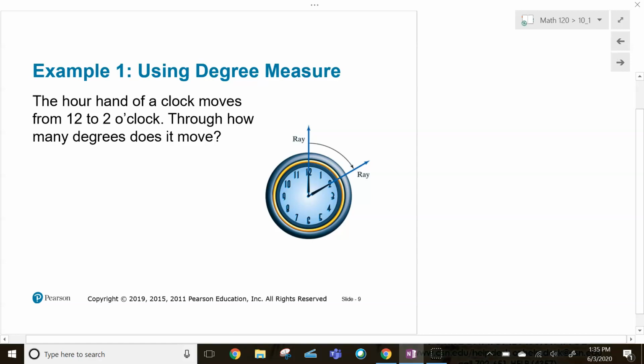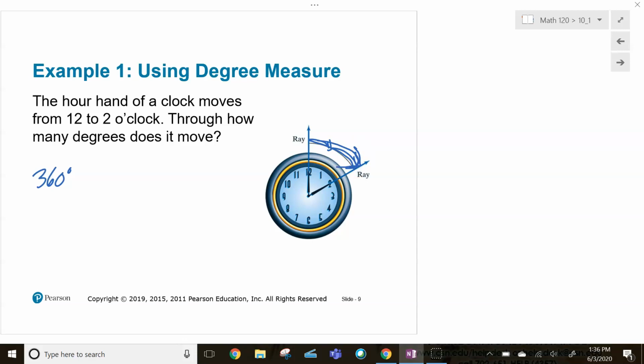All right, how about this example? The hour hand of a clock moves from 12 to 2 o'clock. How many degrees does it move? Well, if it rotates all the way around, we know it's going to go through 12 hours, from 1 o'clock, 2 o'clock, 3 o'clock, clear around to the 12. So how much have we done? We went past the 1, clear to the 2.